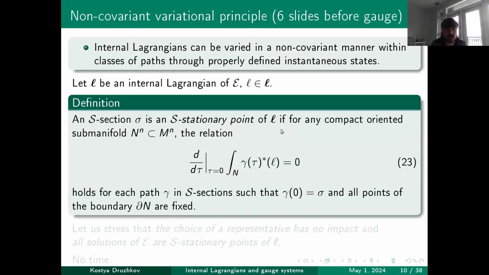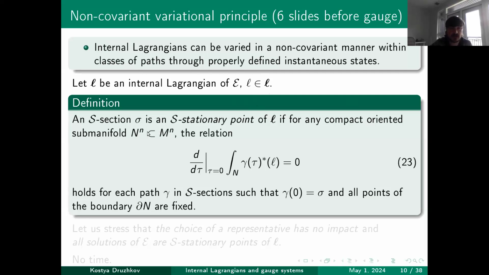So let's discuss non-covariant variational principle. That is, let's discuss how internal Lagrangians can be varied in a non-covariant manner within classes of Pez through properly defined instantaneous states. If we have an internal Lagrangian and its representative, let me recall that internal Lagrangians are equivalence classes. Suppose that we have also some representative of the corresponding equivalence class. Then we can define variation, we can introduce the corresponding variational principle.